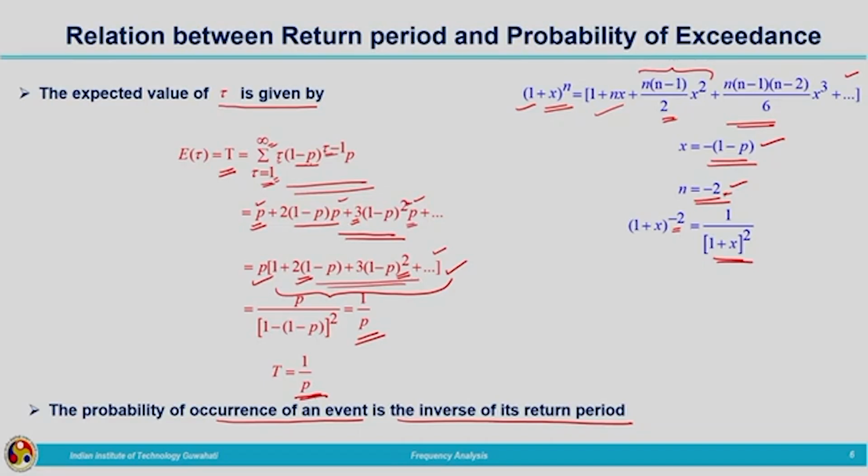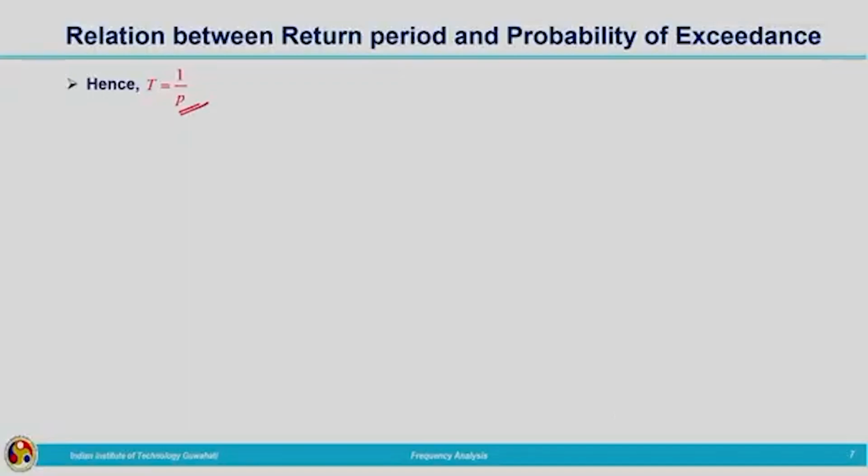If we have a data series, we can compute the probability of occurrence of an event, and then we can find the return period or the recurrence interval by taking the inverse of the probability of occurrence. This is the relationship between the return period and the exceedance probability, that is T is equal to 1 by p, where T is the return period or recurrence interval. p is termed the exceedance probability. Exceedance probability is the probability of occurrence of an event which is equal to or greater than a threshold value.